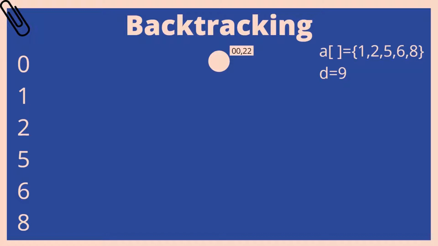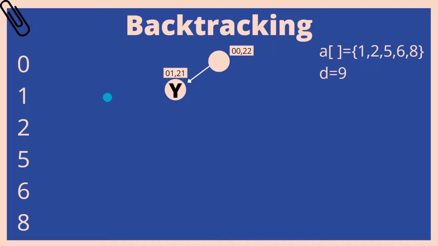Let us start with the first element, that is 1. So we have two options: either we include 1 or we don't include 1 in our subset. So let us start with including 1. So sum is equal to 1, and the remaining, this 22, is the sum of all the elements, that is 8 plus 6 plus 5 plus 2 plus 1, that is 22. After we include 1, our sum is 1 and the remaining is 21.